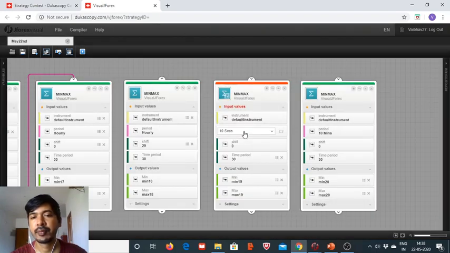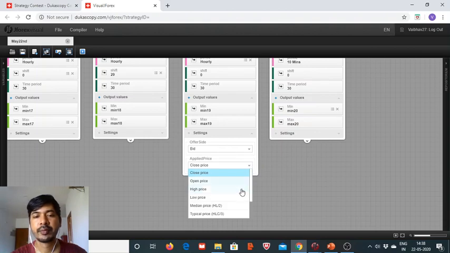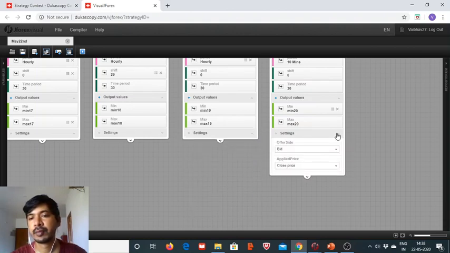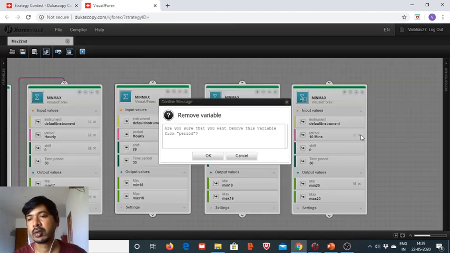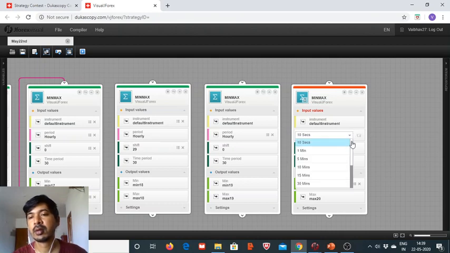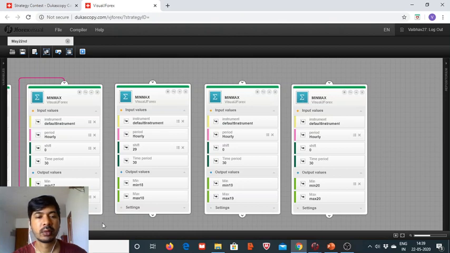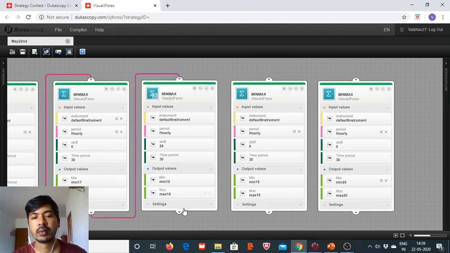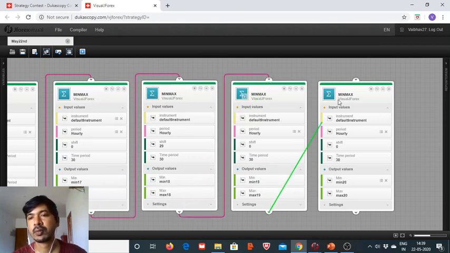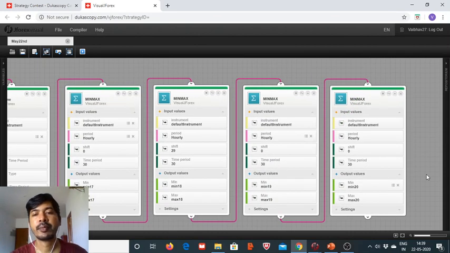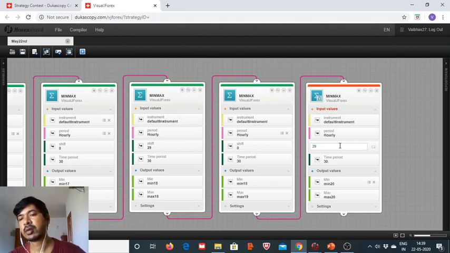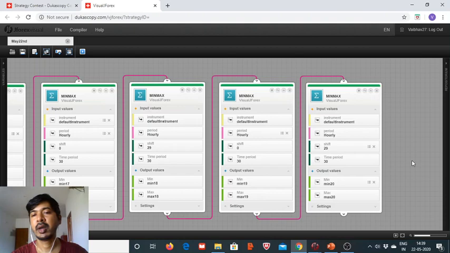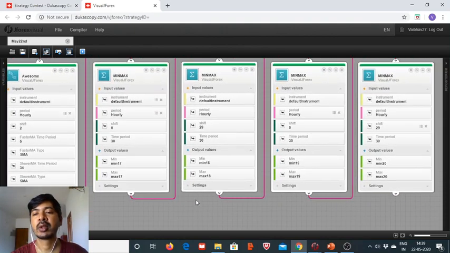We make it 1 hour. Close and the low price, hourly, and this one also hourly. This shift 29. So we have got this shift 29 and both sides done.